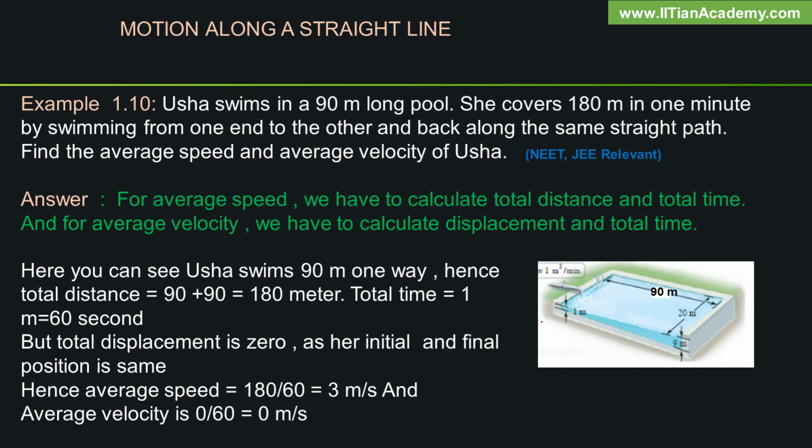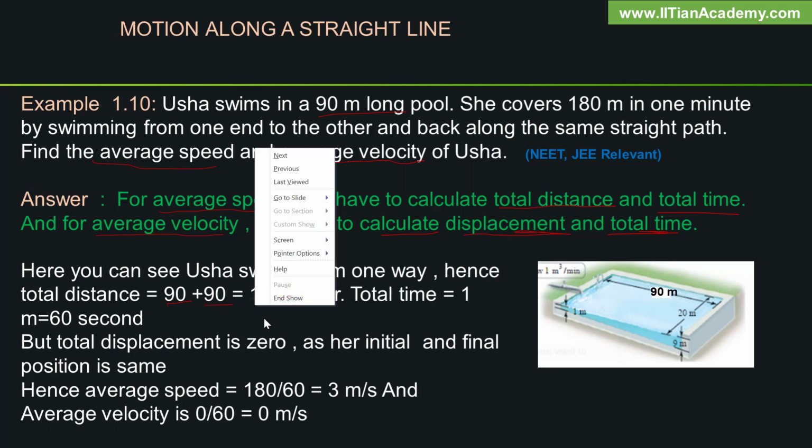In this example, we will see average velocity and average speed. Remember, for average speed, we have to calculate total distance and total time. And for average velocity, we have to calculate displacement and total time. Here you can see Yushor swims 90 meters one way. Hence, total distance equals 90 plus 90 equals 180 meter.